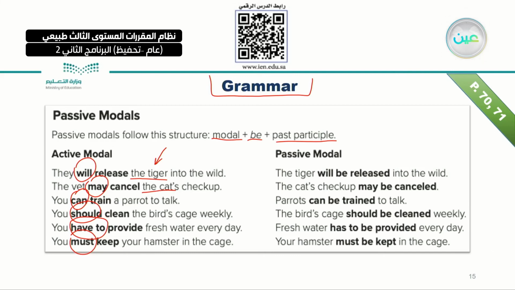Here the V3 is used, not only in the perfect tense. We will use the V3 also with the passive modals, as you can see. So here the tiger will be released. Well, using the modal, be is also essential, and released is the past participle of the verb. Good.